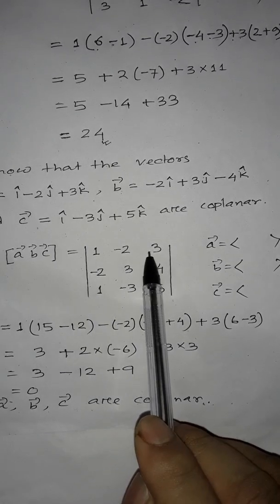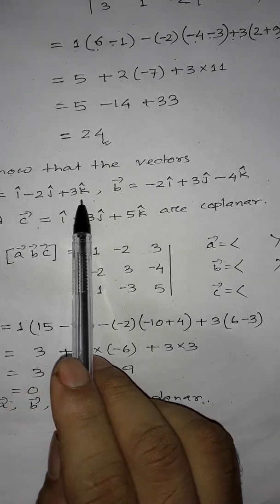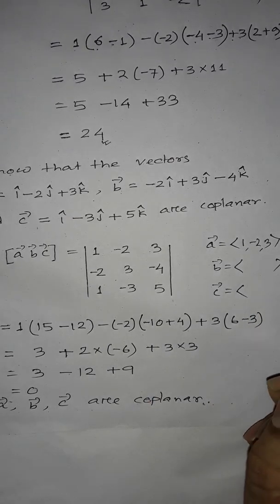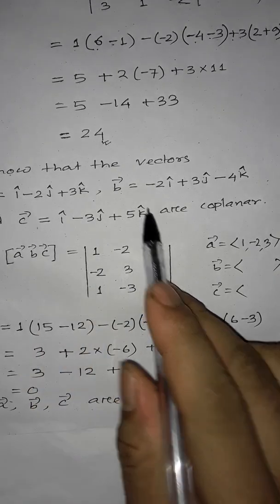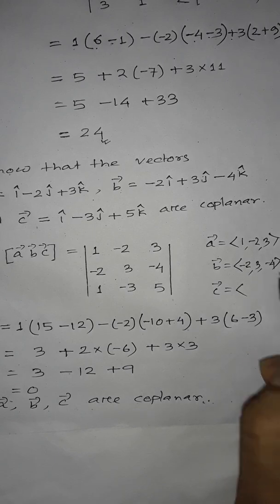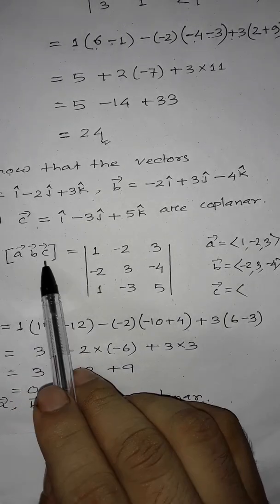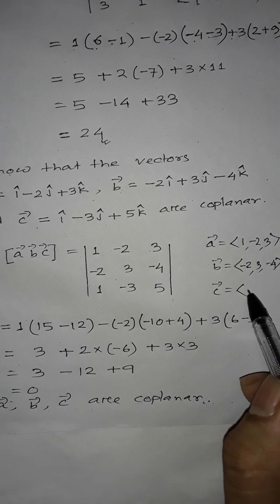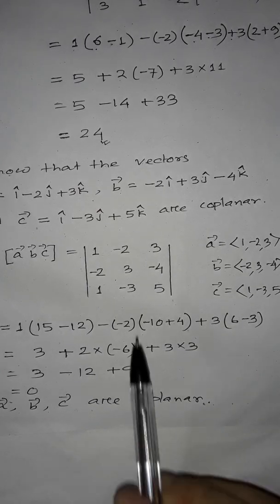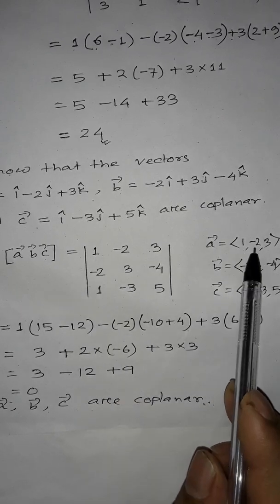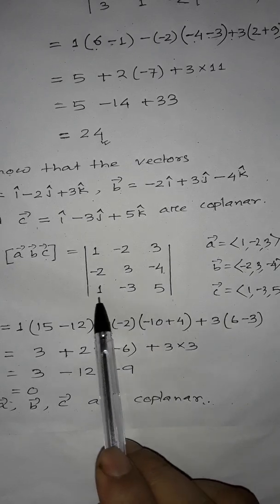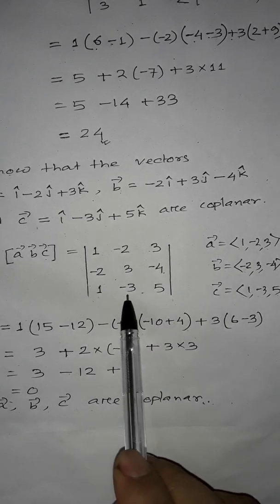The first row will be the scalar components of the first vector. The scalar components are 1, minus 2, 3. The second vector is B. The scalar components of B are minus 2, 3, minus 4. The third vector is C and its scalar components are 1, minus 3, 5. So the first row will be 1, minus 2, 3. Second row minus 2, 3, minus 4, and third row 1, minus 3, 5.